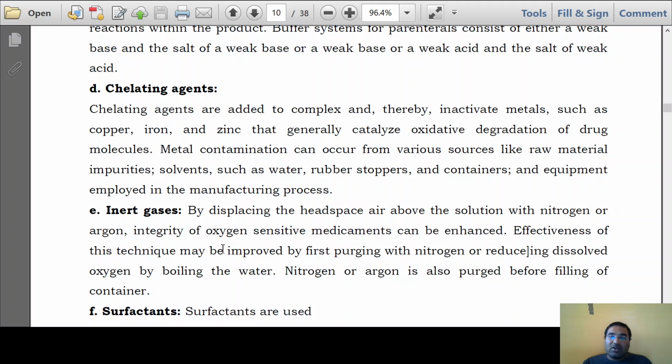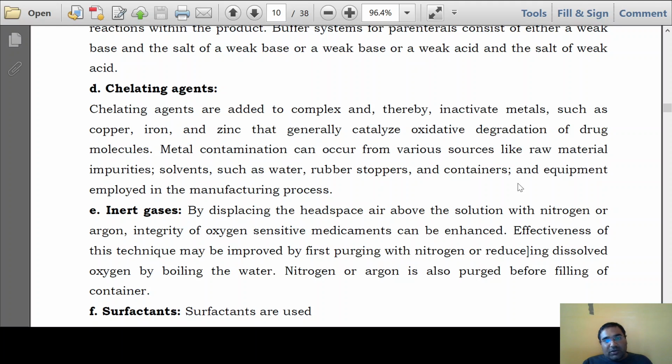Metal contamination can occur from various sources like raw material impurities, solvents such as water, rubber stoppers and containers, and equipment employed in the manufacturing process. So these are all the sources of introduction of metal contamination inside the parenteral product. If metals are introduced, they can cause oxidative degradation of your product. To prevent this oxidative degradation, we have to chelate these metals with chelating agents.